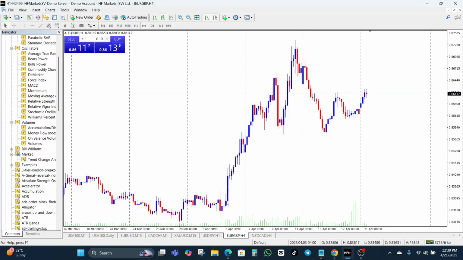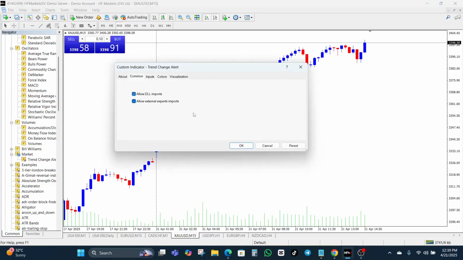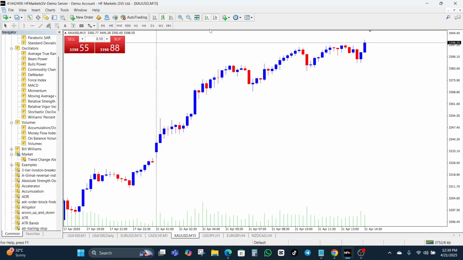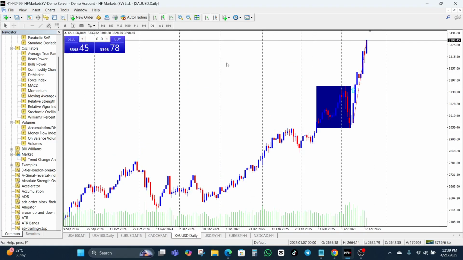Let me add it to another asset. That's where the price action is more defined on the higher time frames, and this indicator absolutely thrives in those conditions. Whether you're trading Forex, crypto, commodities, indices, or CFDs, this tool adapts to all broker symbols. That kind of flexibility is hard to find in most MT4 indicators.